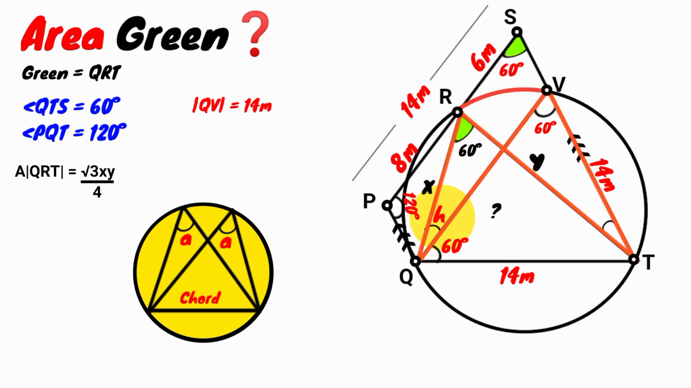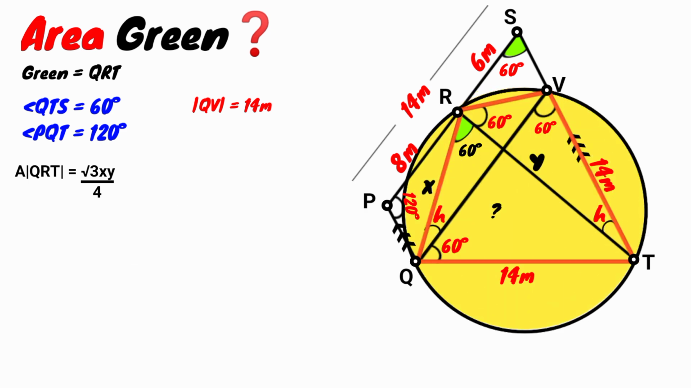So if we let this be H, this must also be H. Come here, draw a chord RV. Look at this angle and this angle as well. They both are subtended by this arc, and that makes them congruent. So since this is 60 degrees, this must also be 60 degrees.